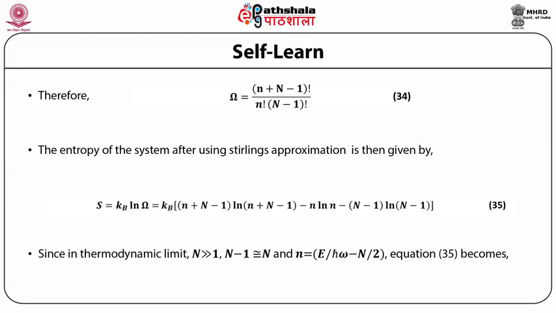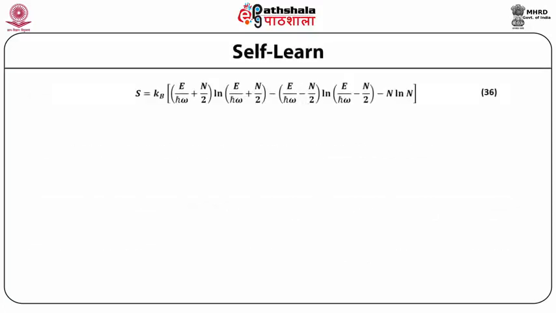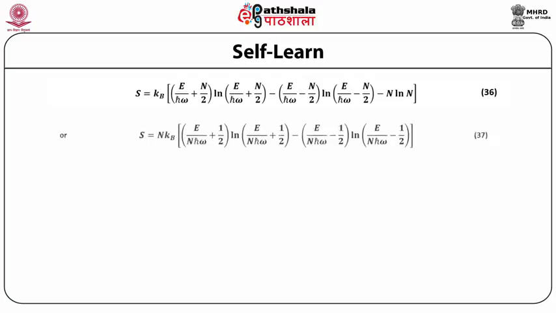Equation 35 therefore becomes S is equal to k_B multiplied by [(E upon h bar omega plus N by 2) log of (E by h bar omega plus N by 2) minus (E by h bar omega minus N by 2) log of (E by h bar omega minus N by 2) minus N log of N], or S is equal to N k_B [(E by N h bar omega plus half) log of (E by N h bar omega plus half) minus (E by N h bar omega minus half) log of (E by N h bar omega minus half)]. Now we are ready to derive all thermodynamical relations.